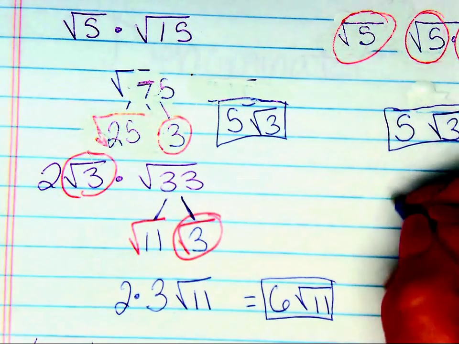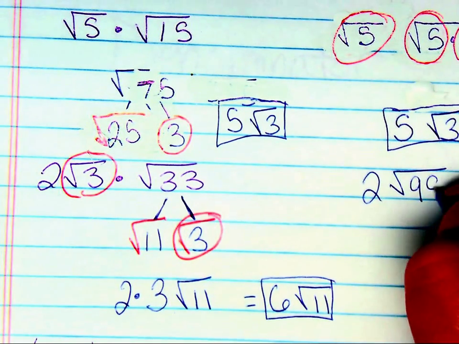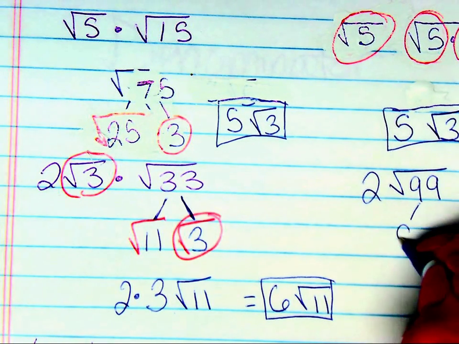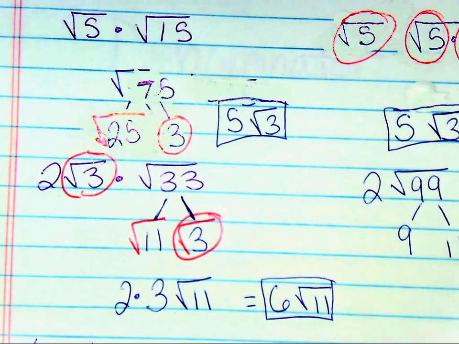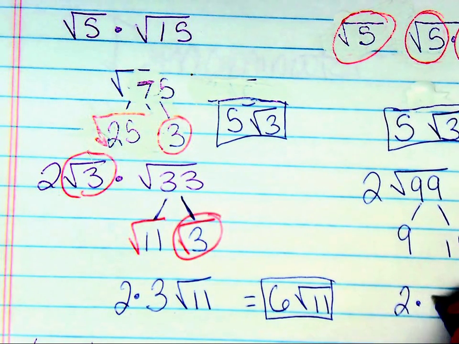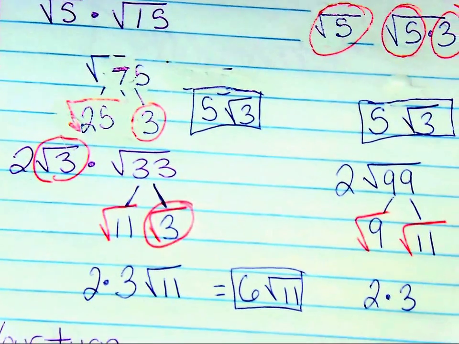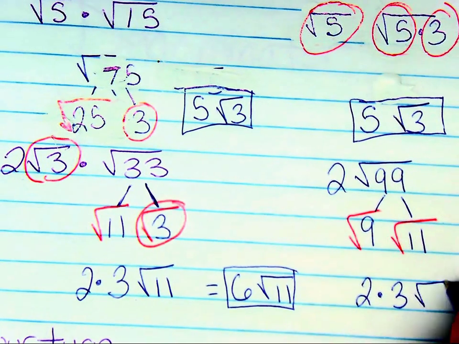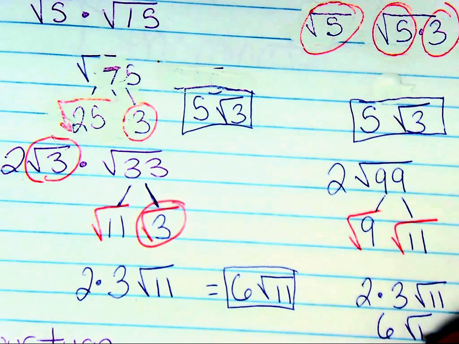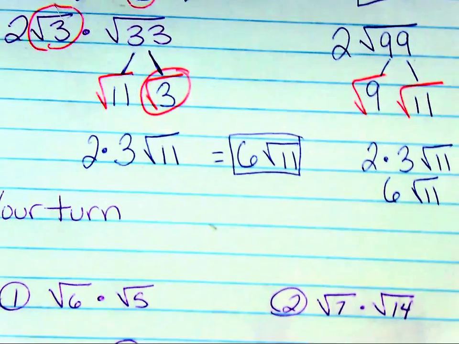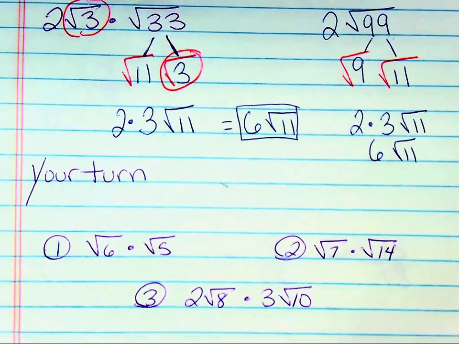If I had multiplied these, I would get 2 times the square root of 99, and now I have to separate this out as 9 and 11, which still gives me 2 times 3, because this is in a square root and this is in a square root. And I'm left with the square root of 11, and I have 6 times the square root of 11. It's a lot bigger numbers, and sometimes people will not see how to break this down. At this point, I would like you to take a moment and practice doing these problems.